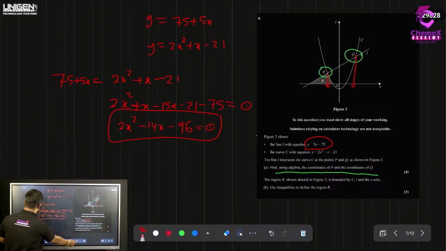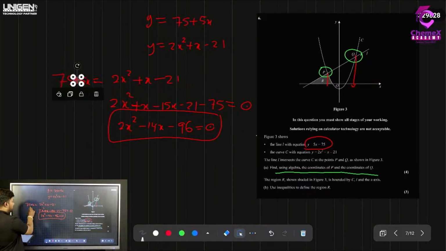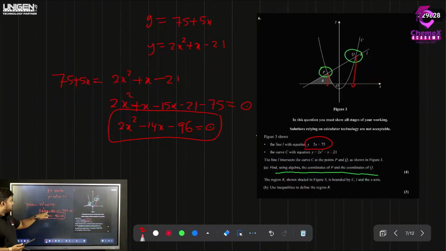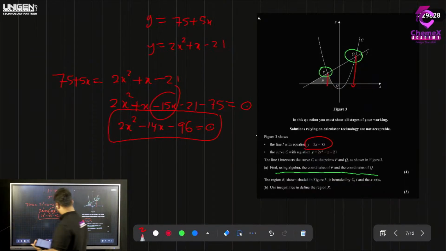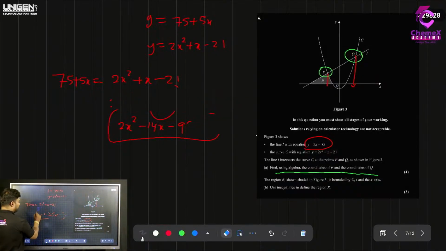This is 75 minus 5x, right? So I have put plus. There's a mistake, right? What is the mistake here? This is 75 plus 5x, so when I took it to the other side I wrote 15 something. That's wrong, right? Where did 15 come from? So there's a mistake here. Let's try to solve it from there itself.